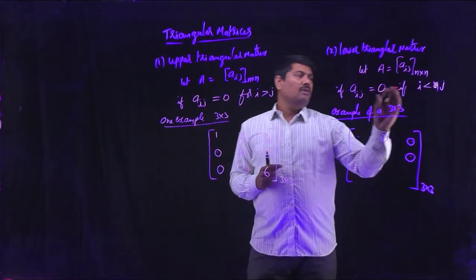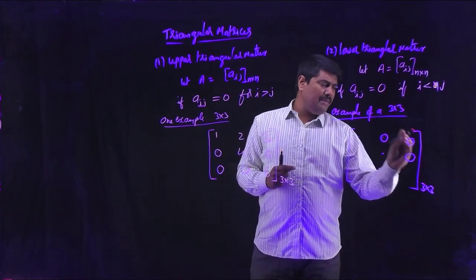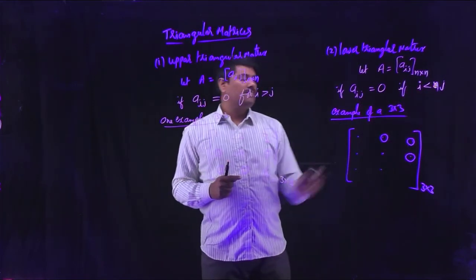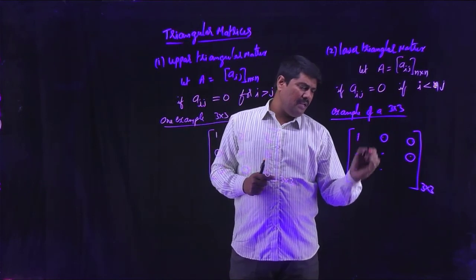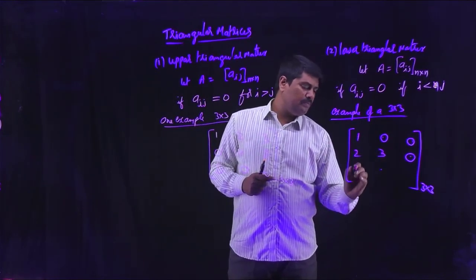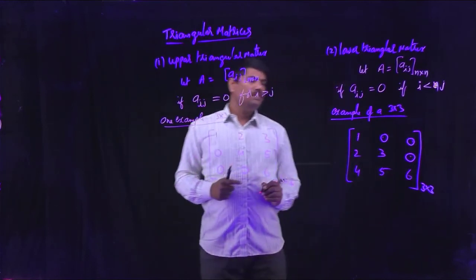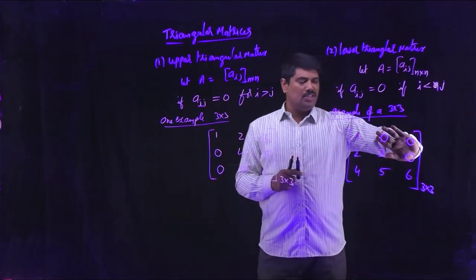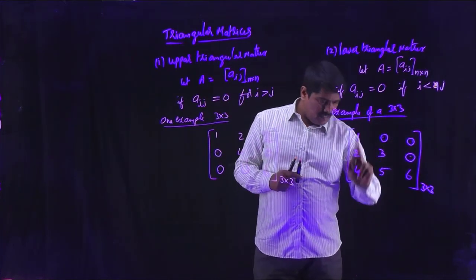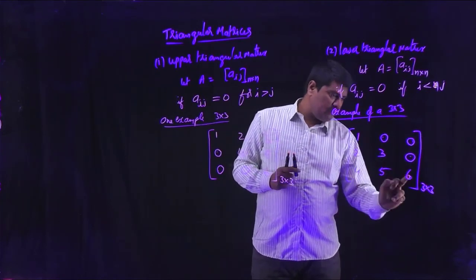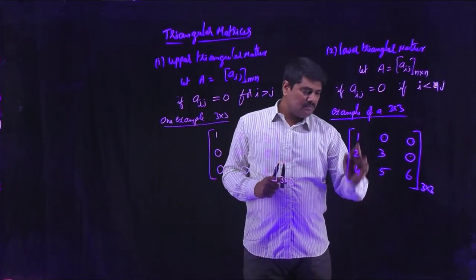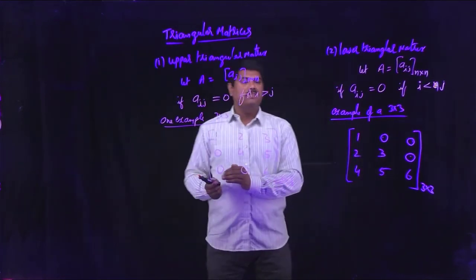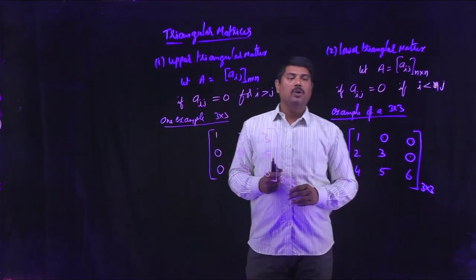So here we consider the elements as 0 for i less than j, and you can consider the remaining elements as our choice, 1 2 3 4 5 6. This is the example of a 3 by 3 lower triangular matrix. If you close these 3 zeros, you can observe the formation of the remaining matrix is a triangle like this. The triangle is obtained at the lower part of the matrix, so that it is said to be the lower triangular matrix.